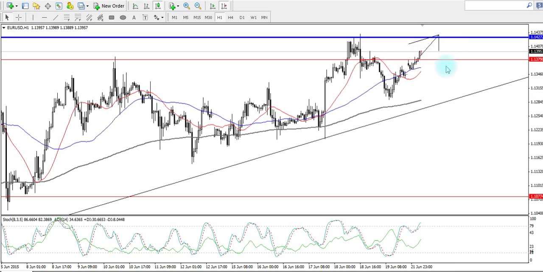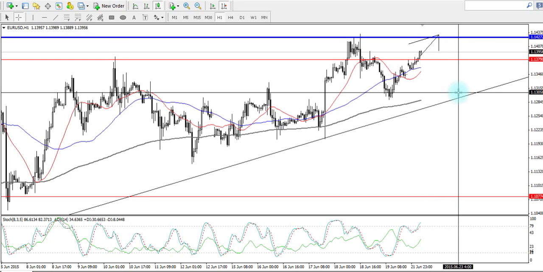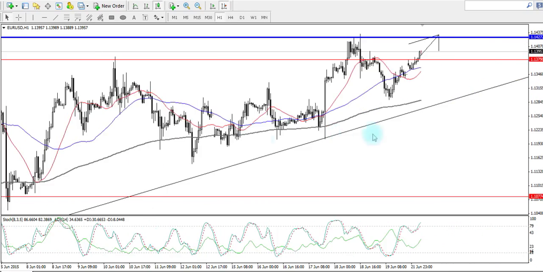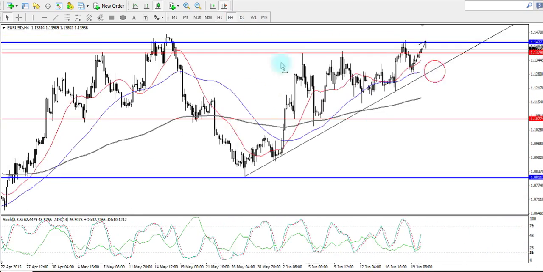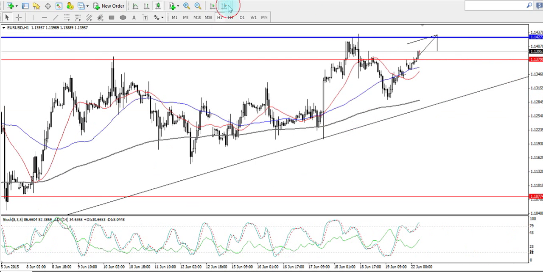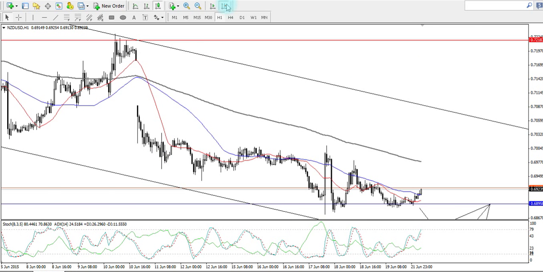And if price were to get resisted, we are expecting price to fall all the way back to the rising trend line, as you can see right here, based on the 4-hourly chart and the 1-hourly chart itself. So that would be the opportunity to go for the shorts, and that is pretty much for the euro against the US dollar. And next we have the New Zealand dollar against the US dollar.